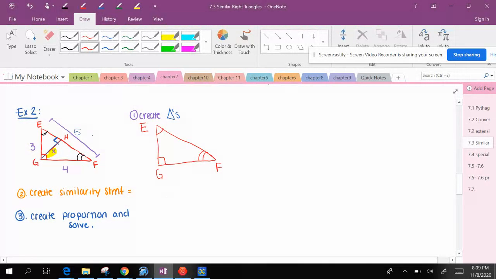I'm also going to label the sides. E to G, right here, is 3. G to F is 4, and the entire length from E to F is 5.